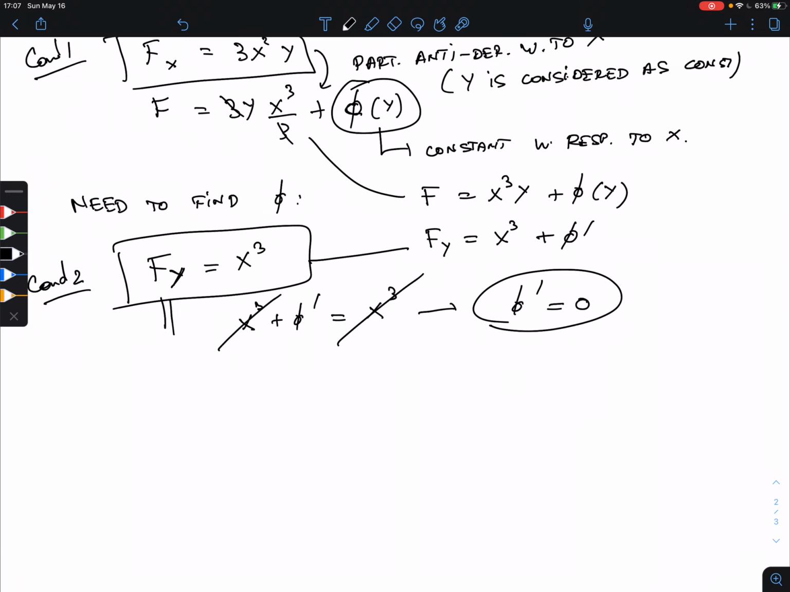Now, what does that mean? Well, this just means that phi is a constant, right? Remember, phi is a function of y, so you have to antiderive this with respect to y. In general, we get something here. I'll do another example where you get a real function here. We were lucky here, the function was just 0, but that means that the antiderivative is just a constant.